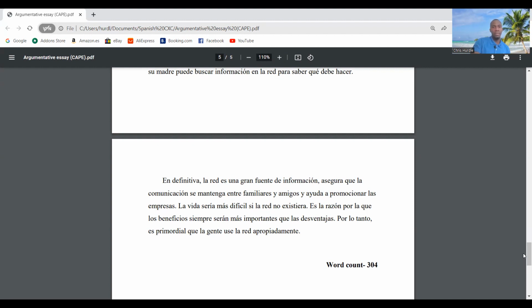La vida sería más difícil si la red no existiera. Life would be more difficult if the internet did not exist. Es la razón por la que los beneficios siempre serán más importantes que las desventajas. It's the reason why the benefits will always outweigh the disadvantages. Por lo tanto, es primordial que la gente use la red apropiadamente. Therefore, it is crucial that people use the internet appropriately.